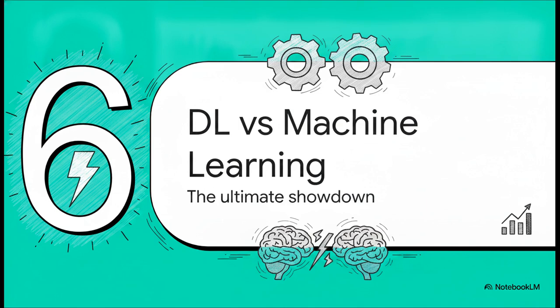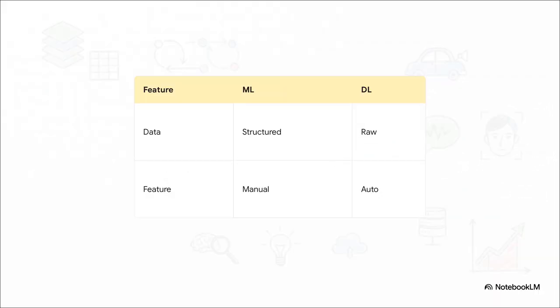Part 6. Deep learning versus machine learning, the ultimate showdown. These two terms are often used interchangeably, but they are very different. The crucial point here is the level of manual hand-holding required. Machine learning typically learns from neatly structured data, think spreadsheets, and it requires humans to manually point out important features. Deep learning, however, dives directly into messy, raw data like audio files and automatically discovers the important features entirely on its own. While machine learning is great for simpler problems on standard computers, deep learning is the heavyweight champion for complex vision and speech, demanding those massive GPU clusters we talked about.